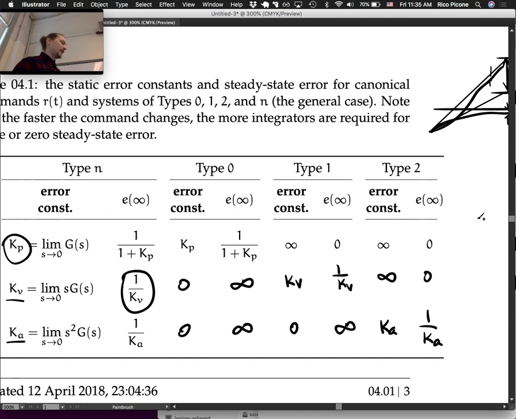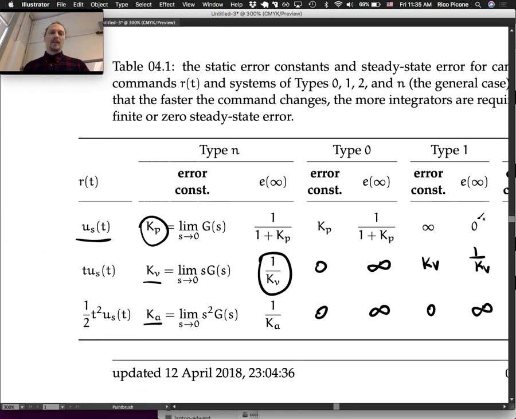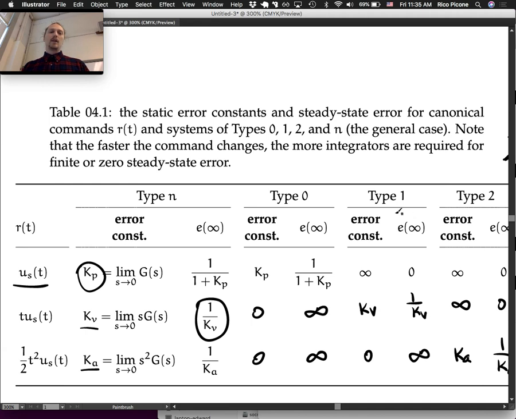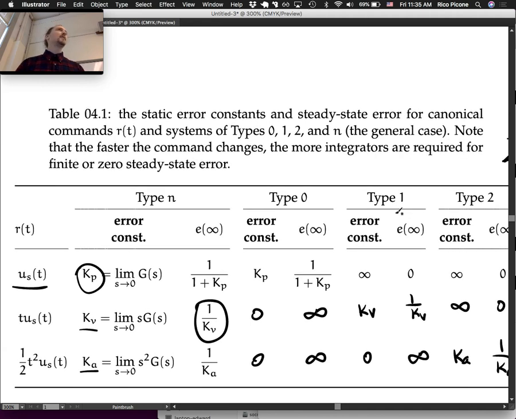Okay. Woo! That's the whole table. We did the whole table. So yeah, that's pretty much that.